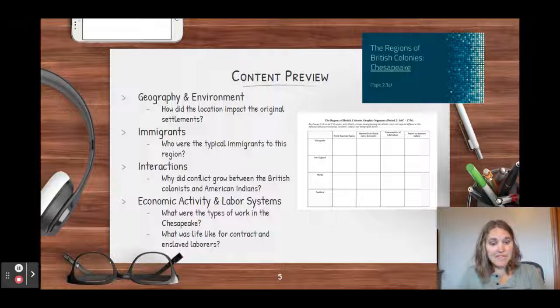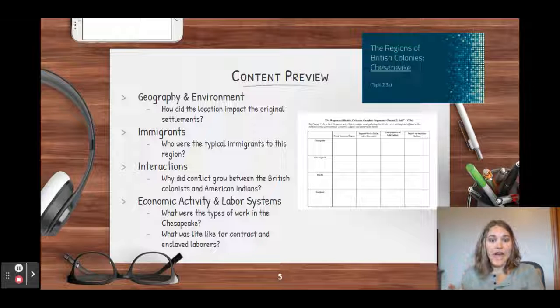So here's your content preview. You're going to see a graphic organizer very similar to the one that we worked on last week in our group session, where you are going to be looking at the North American regions. You want to describe where the Chesapeake settlers settled. What were the colonies eventually named? Also in that North American region box, you can include some descriptions of what the soil was like, or the winters, or the growing season. Include some details about the actual geography and environment.